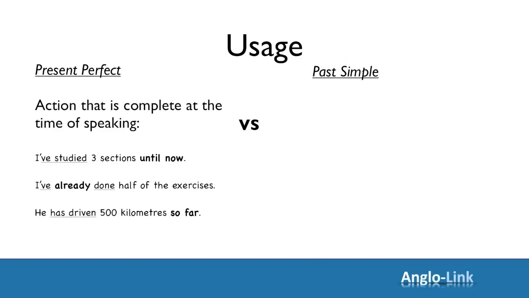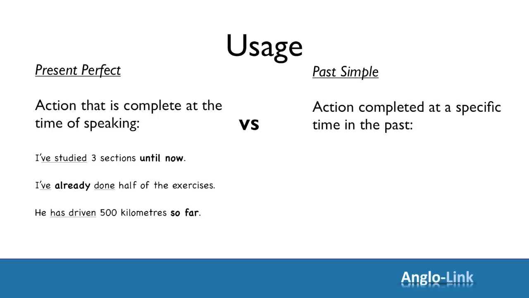Past simple is similar to present perfect in that it also refers to a completed action in the past. But this time, there is a clear reference to the specific time of the action in the past. Let's look at the examples. First example, I've studied 3 sections until now. The action is complete, but we don't know when.